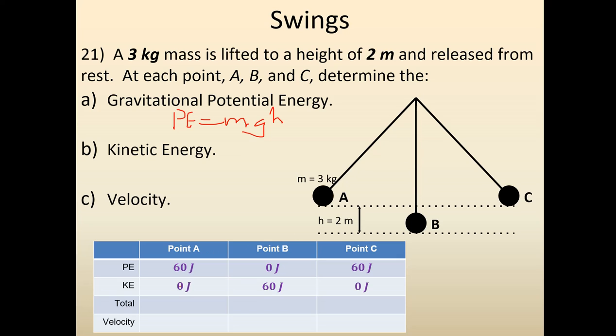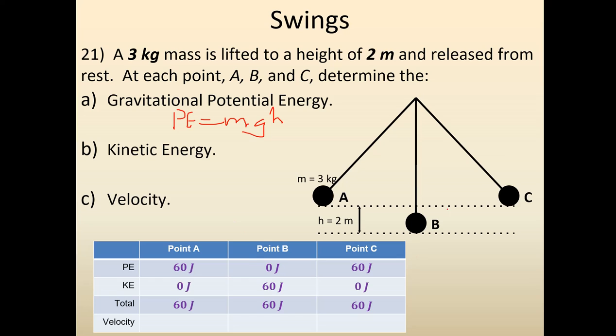So if I add potential and kinetic for point A, I get 60. For point B, point C, it's 60, and point B, it's 60. So it's all 60. And that's the main idea, that the total energy is not changing.